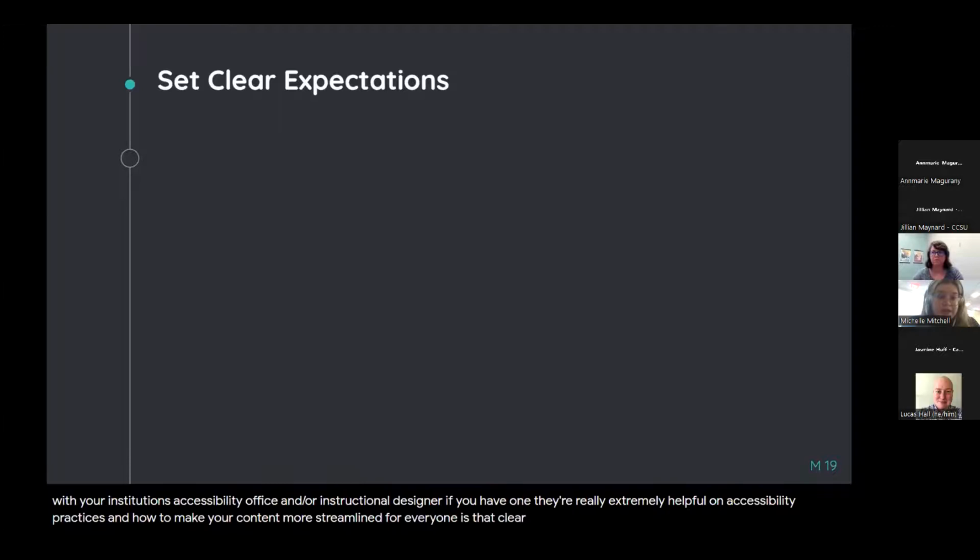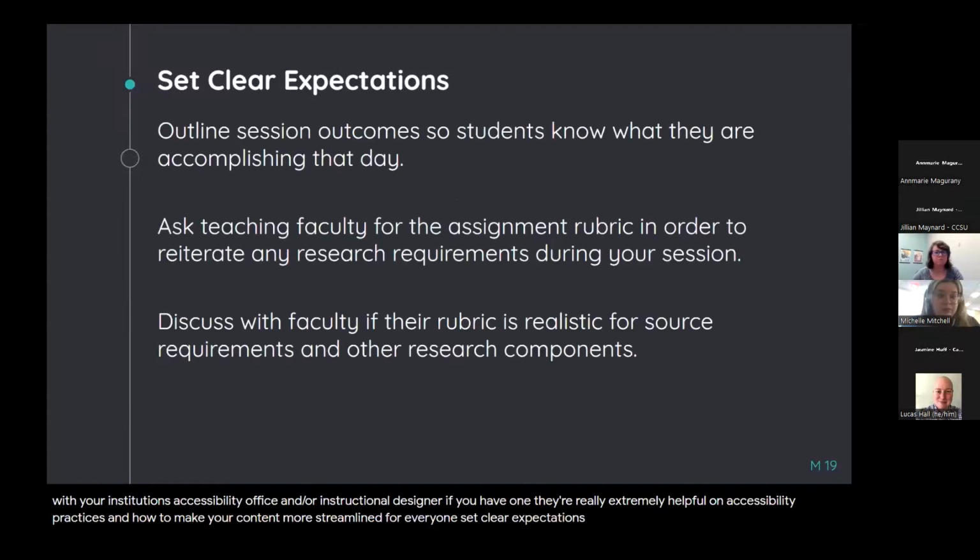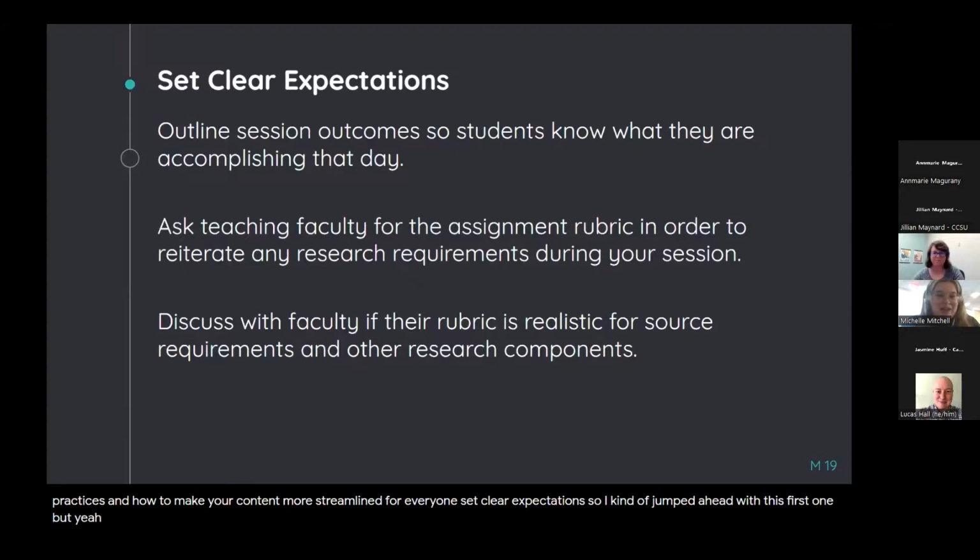Set clear expectations. So I kind of jumped ahead with this first one, but yeah, outlining session outcomes so students know what they're accomplishing that day. It's helpful to know what goal they're working toward and why they're in your session.